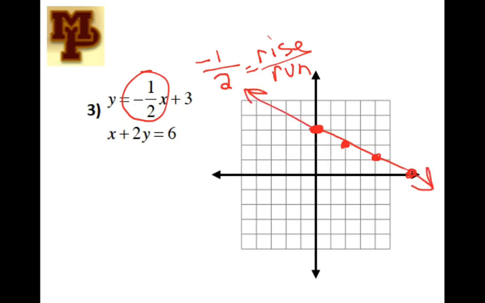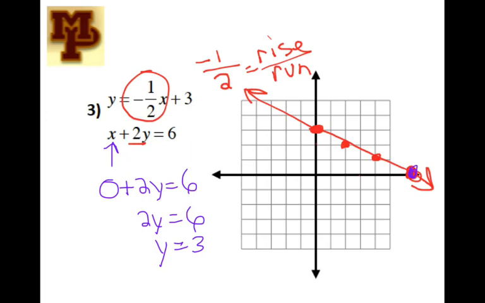And then the other one, I'm going to graph that with x and y intercepts. So the x-intercept turns out to be 6 if you put a 0 in for the y. So 1, 2, 3, 4, 5, 6. There's 6. And then the y-intercept is if you put a 0 in for the x and you solve for y, so you would get 0 plus 2y equals 6, then 2y equals 6, so y has to be 3. So that means the y-intercept is 0, 3.